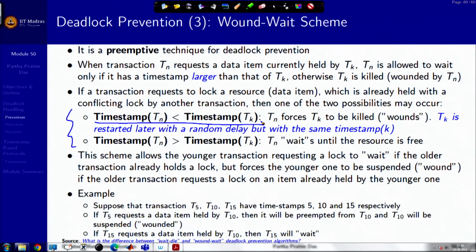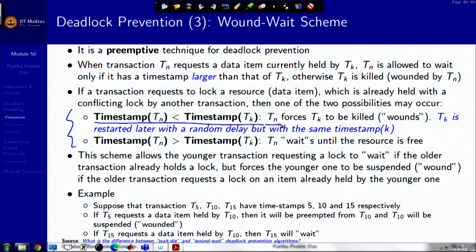So, it is like you are sitting in a room and there is one chair and you are sitting there. If someone senior in your family would enter the room, you will leave the chair to that person. Tk is kicked out. But if someone younger would come, you will continue to be in that chair as long as you want, and only when you leave that younger person can take it. So, that is a basic difference.